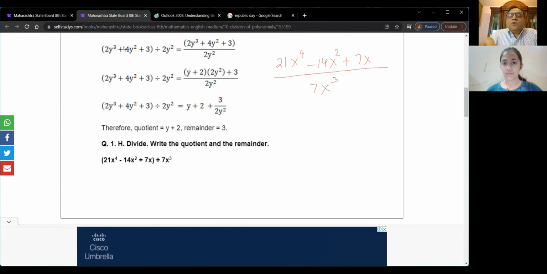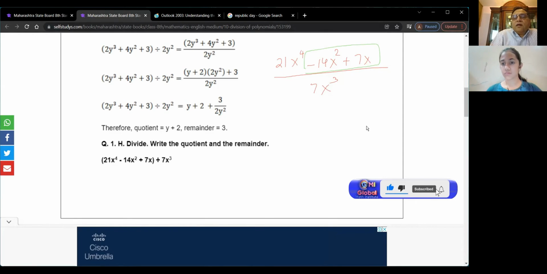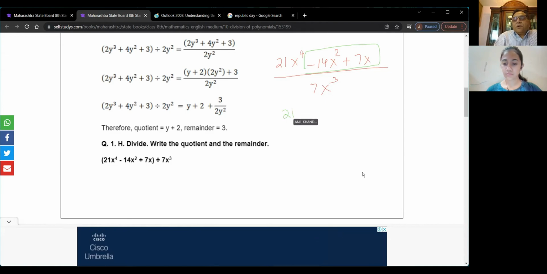So from here, very clearly, it is seen that this portion cannot be divided, but only the first portion can be divided. So we could actually think about writing this as 21x to the power of 4 divided by 7x cube minus, you could write minus or you can write plus here, and then write 14x square plus 7x divided by 7x cube. Is that clear to you?